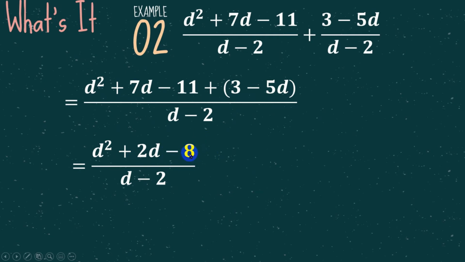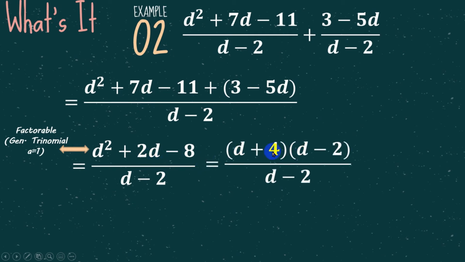What are the factors of negative 8 whose sum is positive 2? Wala naman pong iba. General trinomial, a is equal to 1 yan. Wala naman pong ibang factor si 8, kundi 4 and 2. Isang positive, isang negative. Ang positive ay napunta sa greater value kasi positive ang ating middle term. So, meron na tayong factors, meron na rin tayong denominator dito na common, which is d minus 2.